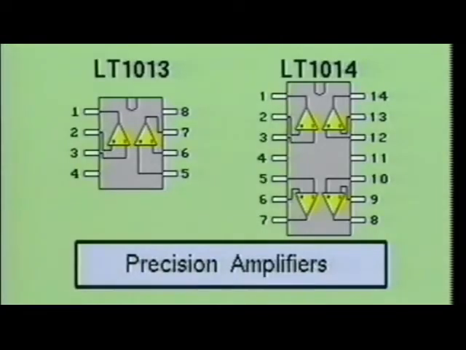Here we see two precision operational amplifiers. They are the LT1013 and the LT1014. The characteristics of the LT1013 and the LT1014 make them especially useful in such applications as instrumentation amplifiers or any other situation where the op-amp must closely adhere to critical performance standards.